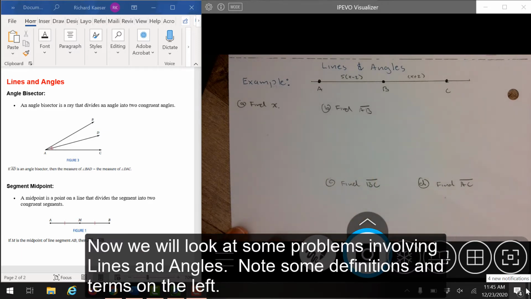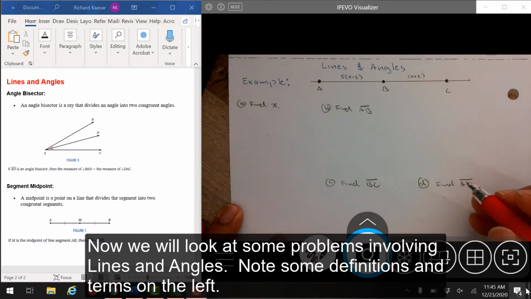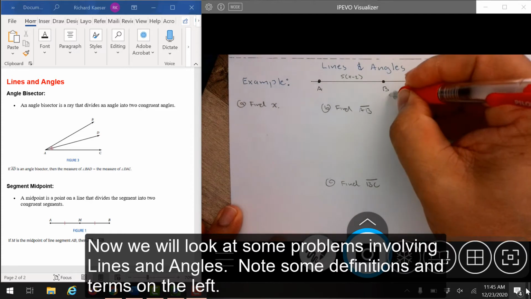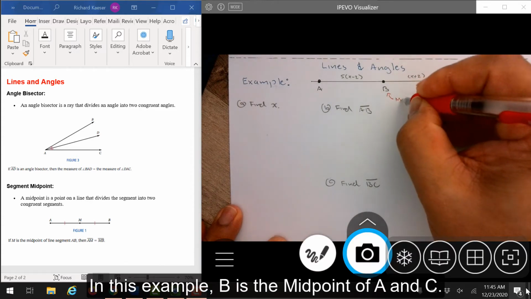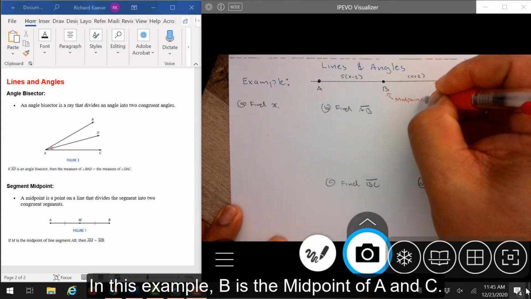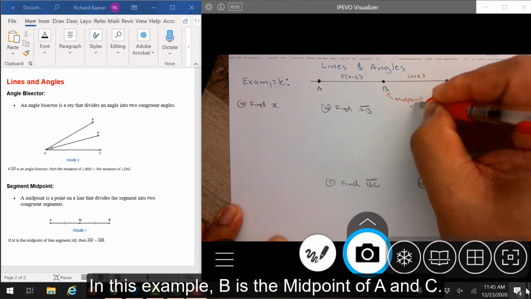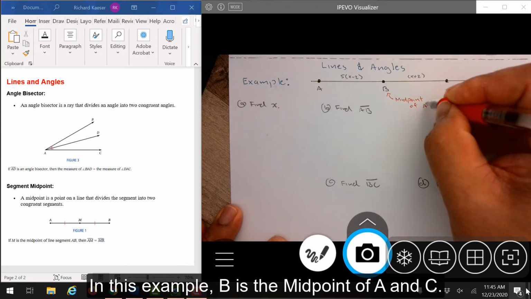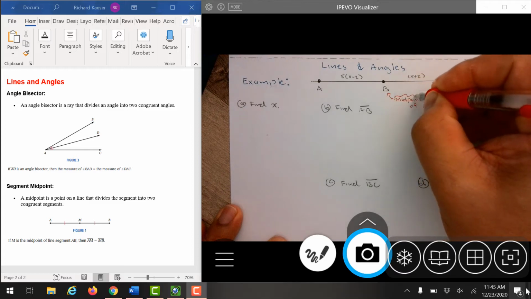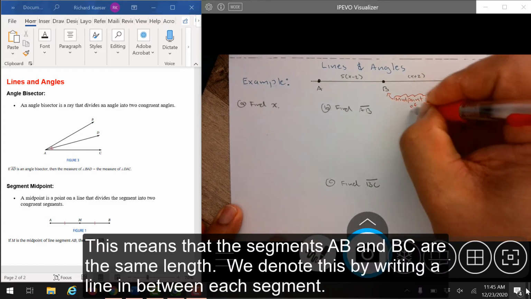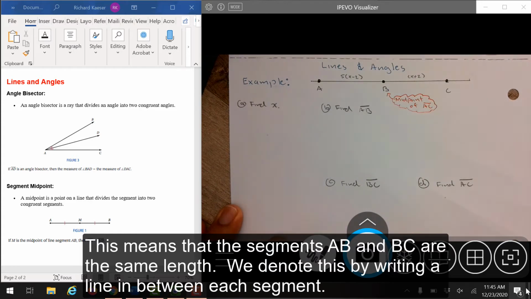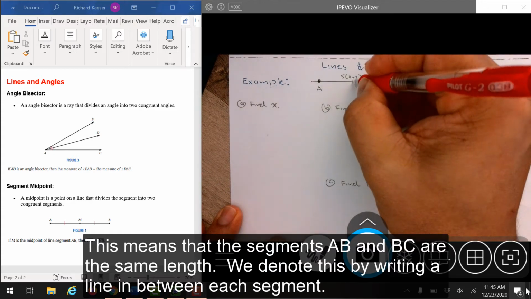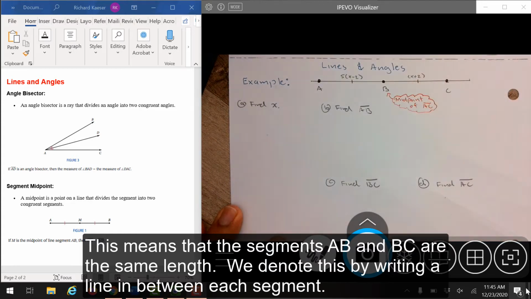Now we will look at some problems involving lines and angles. Note some definitions and terms on the left. In this example, B is the midpoint of A and C. This means that the segments AB and BC are the same length. We denote this by writing a line in between each segment.